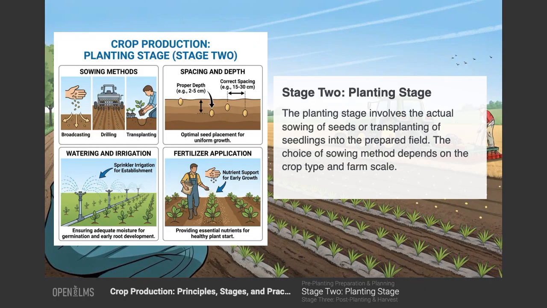Stage 2. Planting stage. The planting stage involves the actual sowing of seeds or transplanting of seedlings into the prepared field. The choice of sowing method depends on the crop type and farm scale.